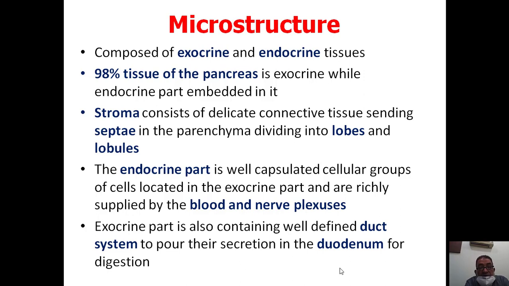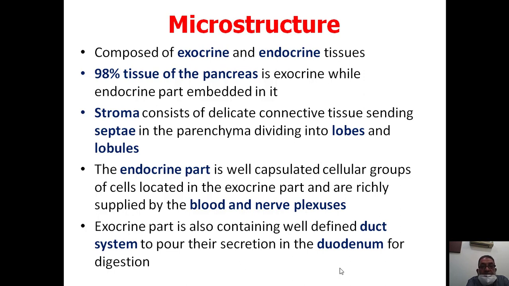This endocrine part is well capsulated. It is very much vascular. Why vascular? Because all the secretion has to be poured directly into these blood vessels. So that is why it is very much vascular, and nerve plexus are abundant because of the innervation. They regulate the body metabolism as well according to the body need. Exocrine part also contains a well-defined duct system to pour the secretion into the duodenum for digestion.